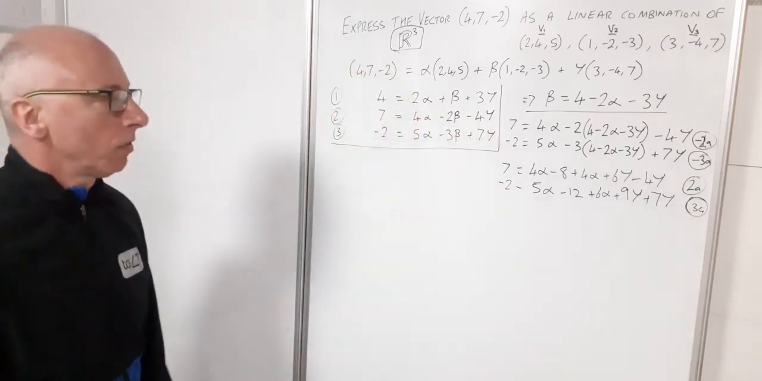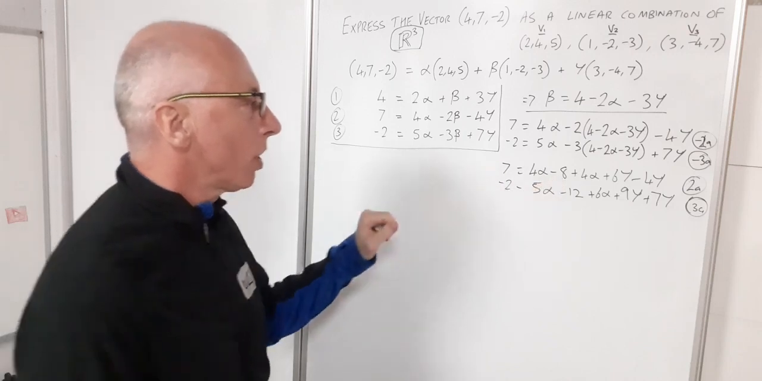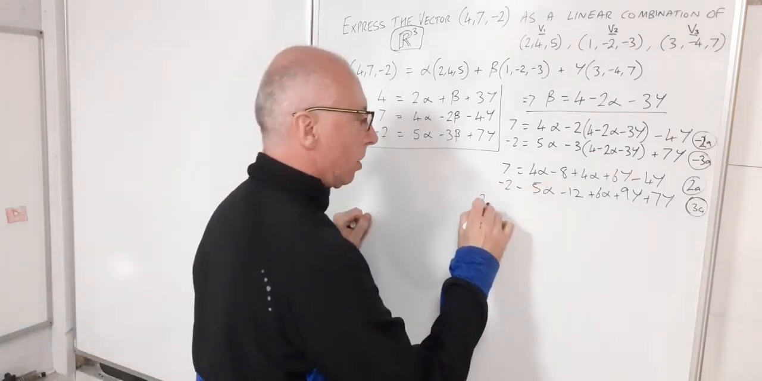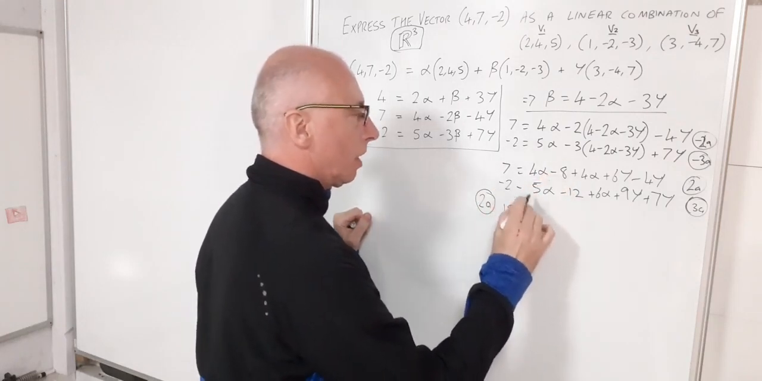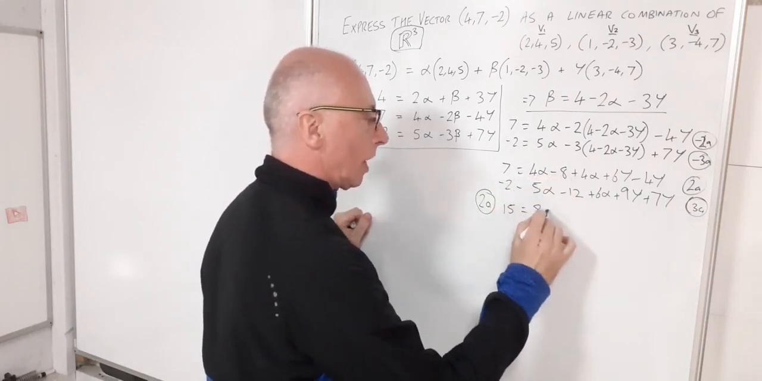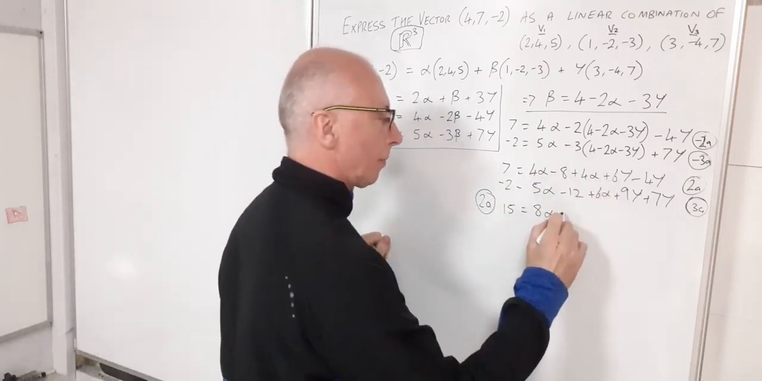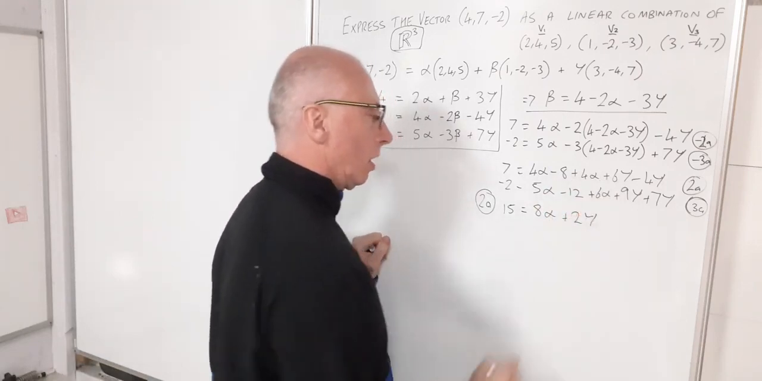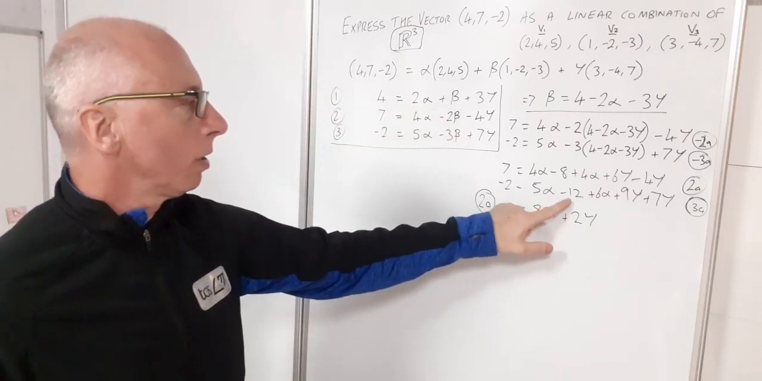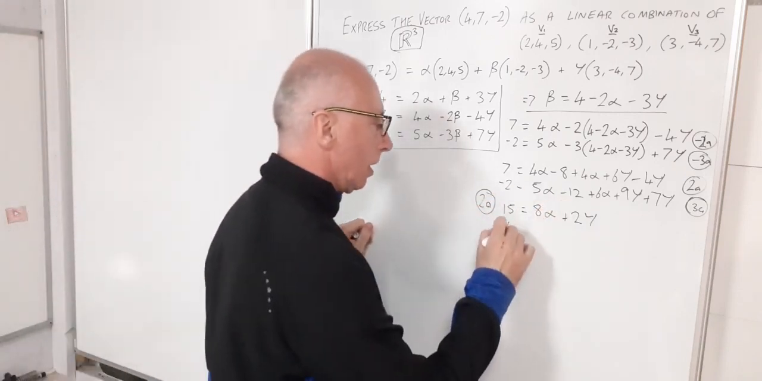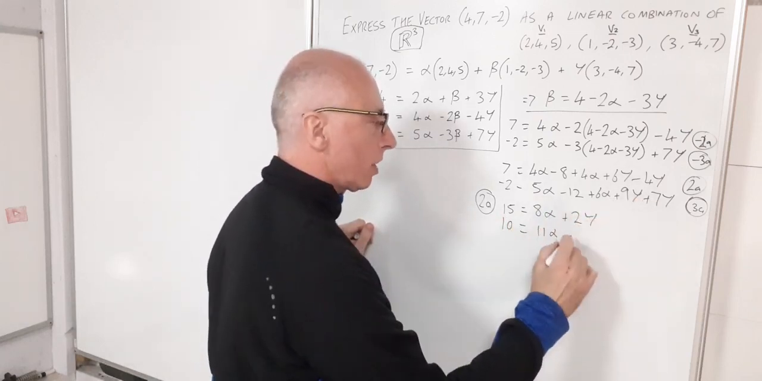Okay, right. Now let's simplify a little bit and get all the bits together. So add 8 to both sides for 2a. Now let's write 2a here, because this is the bit I'm going to use. I've got 15. 4 alpha plus 4 alpha is 8 alpha, and 6 gamma minus 4 gamma is 2 gamma. Okay, so that's looking a bit more like just two variables. So minus 2, add 12 to both sides, so I'll get 10 equals 11 alpha. 9 plus 7 is 16 gamma.